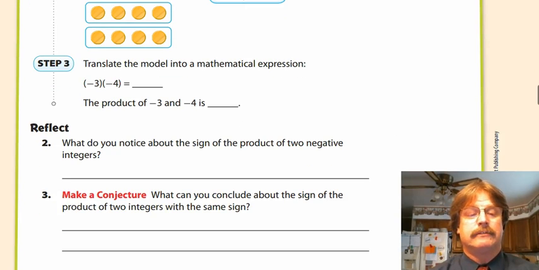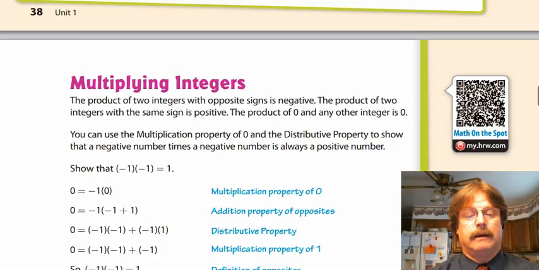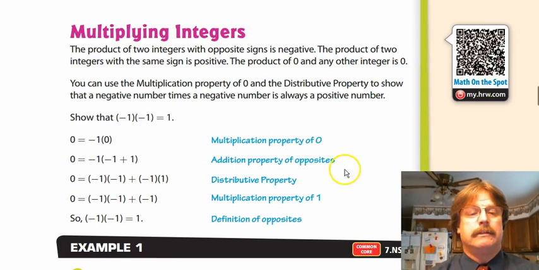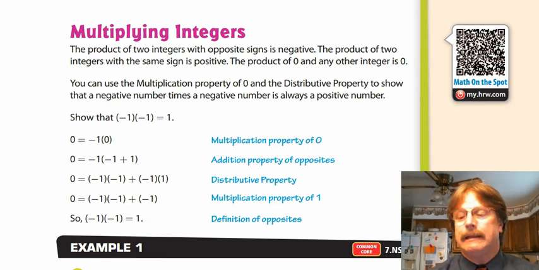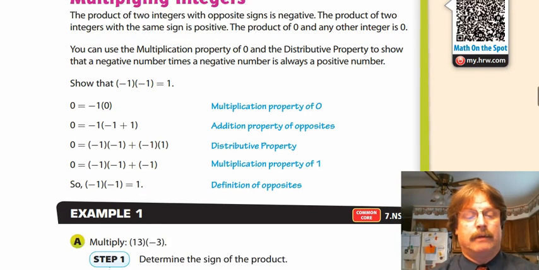You have some reflect, and they also want you to make a conjecture about what you can think about with the signs there. So go ahead and do that. This piece right here, this multiplying integers, this one I'm going to save for in class to go over. I think it's pretty complicated, and I think we need to do that together to help you guys out.